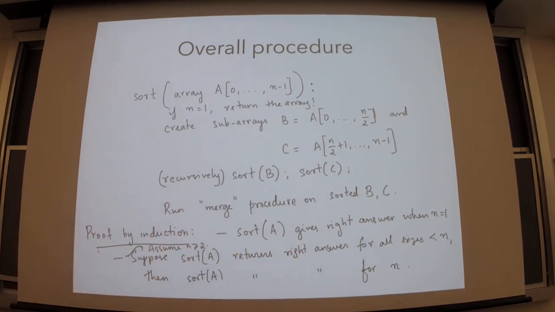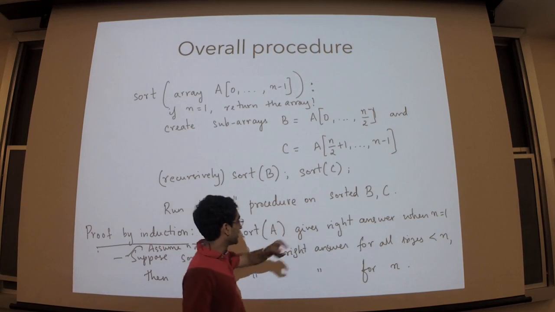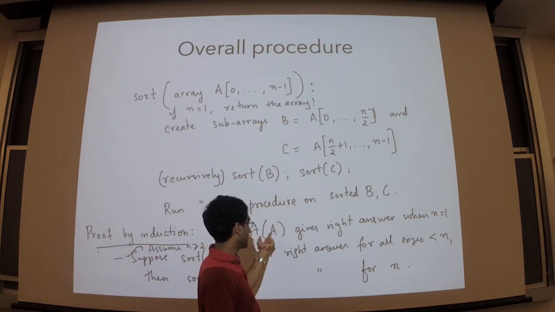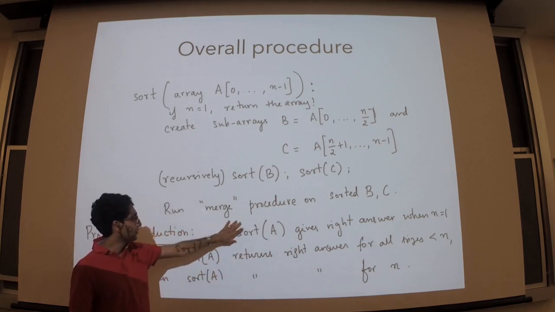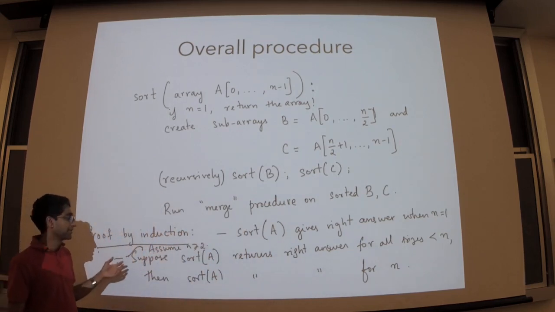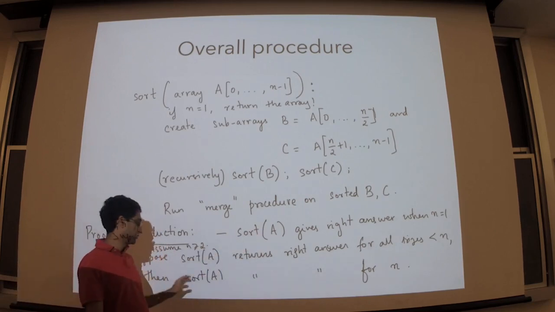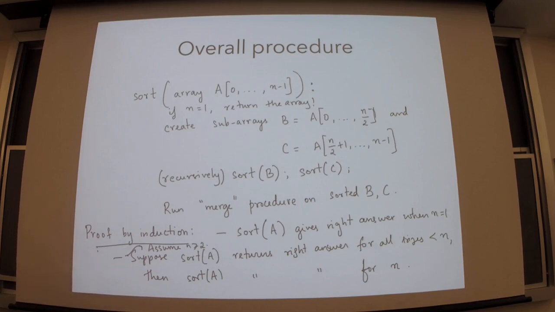Okay, so this is a proof by induction. You would like to show two things. The first is the base case. Next is the inductive step. The base case in this problem is this. The inductive step is: you assume it returns the right answer for all sizes less than n, and show it for n. Okay?